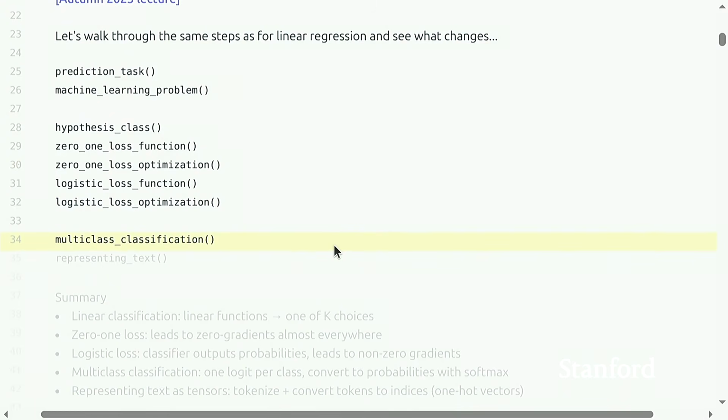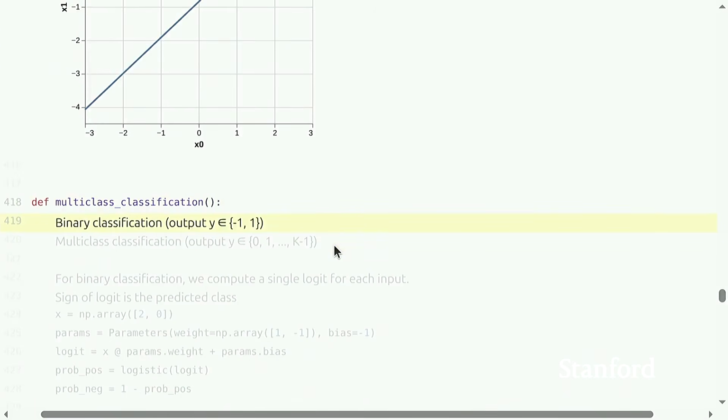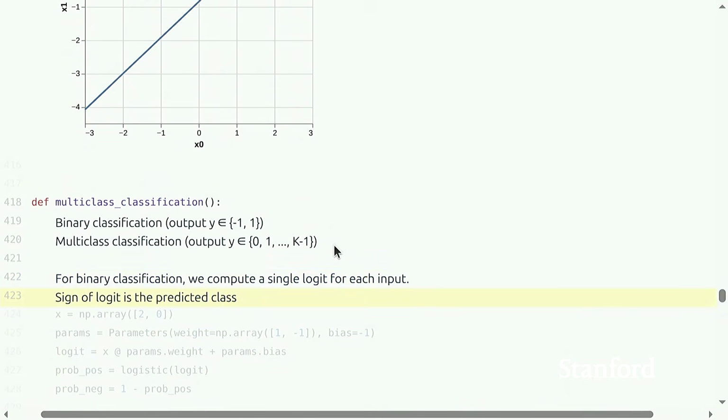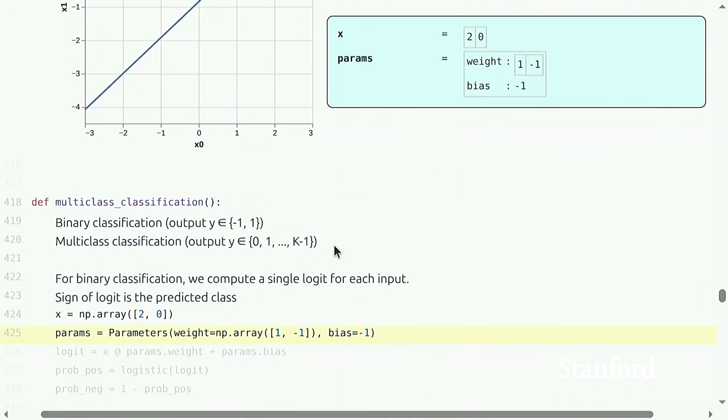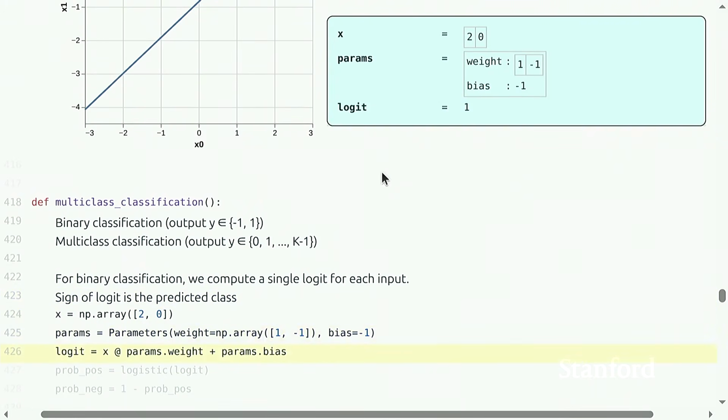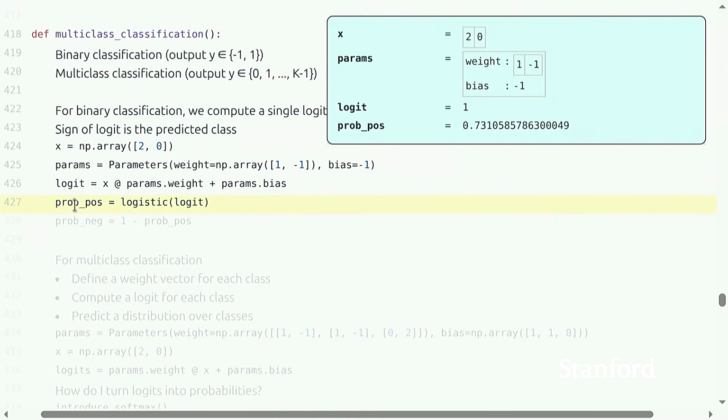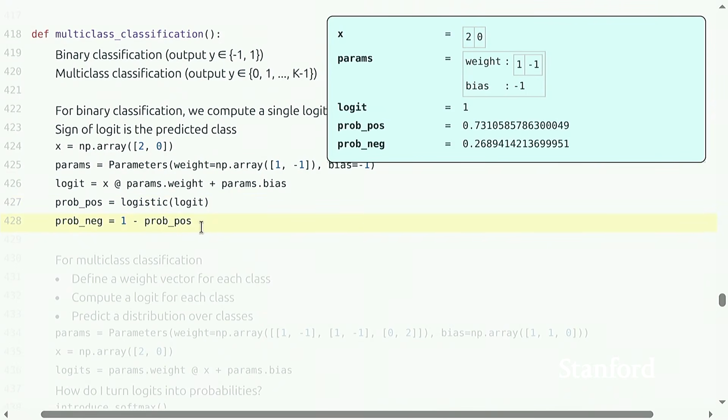Now I want to talk about multiclass classification. So binary classification, the output is -1 or +1. Multiclass, the output is 0 through k minus 1. Okay, so let's review binary classification. We compute just a single number, a single logit for the input. And the sign of the logit is the predicted class. So in this case, if I get a logit of 1, then the probability of positive is just the logistic of the logit, and the probability of the negative class is 1 minus that.